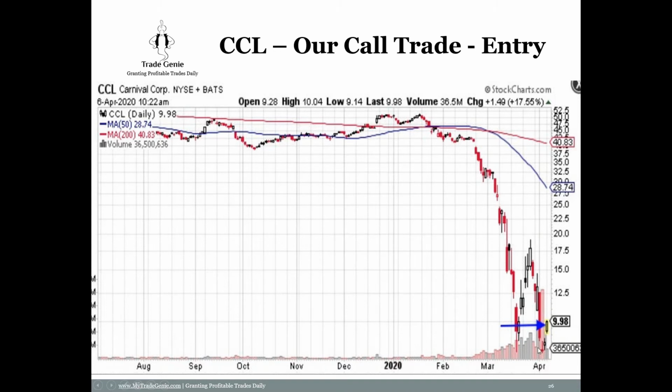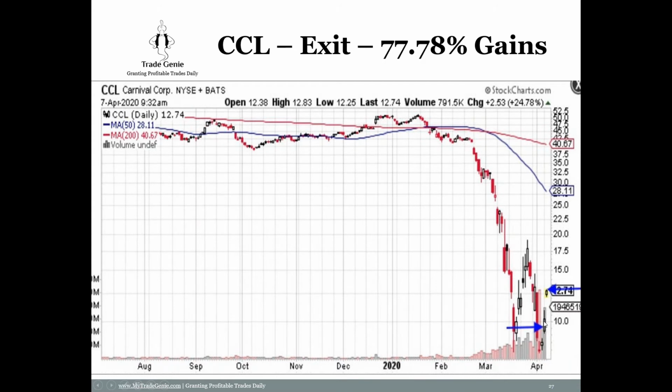Our stop is right here below. If it's really tanking, then we will be out. But chances are that this is the double bottom test. So, boom, look at that one. That one was a 78% gain right here. You see that? So what's the logic?